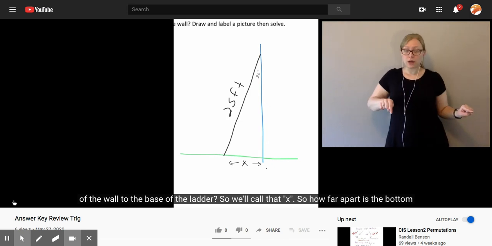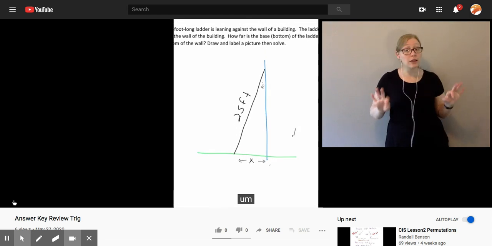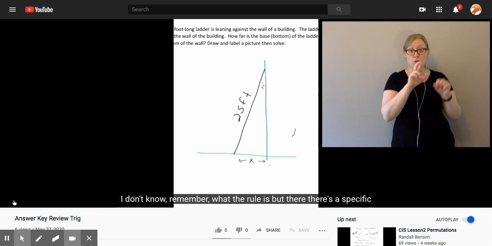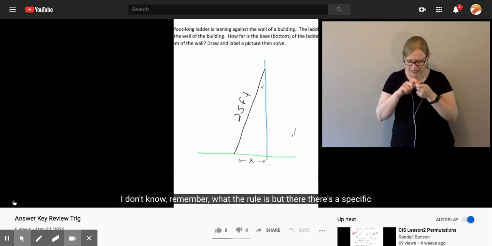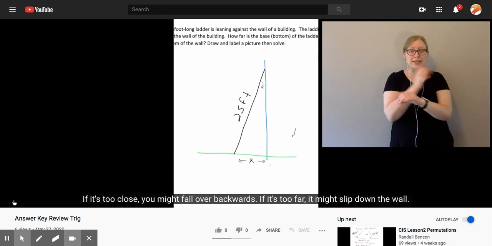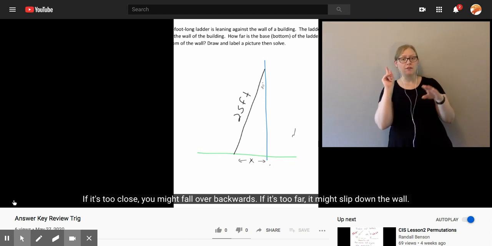So how far apart is the bottom of the ladder from the wall? Now that's important because that tells you whether it's a safe ladder to climb up or not. I don't remember what the rule is, but there is a specific setup if it's going to be safe. If it's too close, you might fall over backwards. If it's too far, it might slip down the wall.